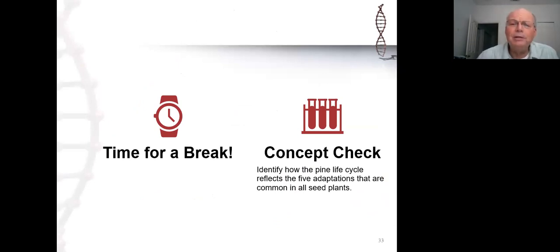So now that we've been over the pine life cycle and we've seen how the pine life cycle plays out over the course of 3 years, the concept check question asks us to identify where in the pine life cycle we see reflected the 5 adaptations that are shared by all seed plants. If in fact these 5 adaptations are central to the success of seed plants, then we should be able to identify the parts of the life cycle that reflect those 5 derived adaptations. So I'll see you on the other side of the break with the answers to this question.